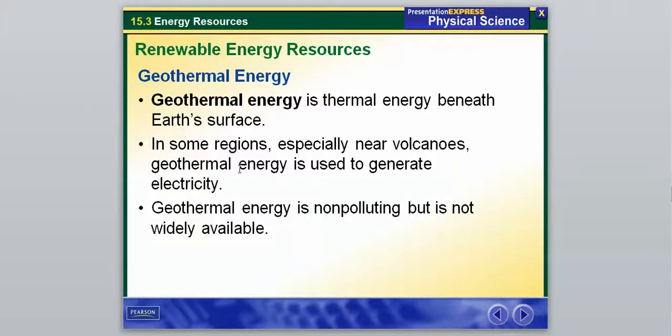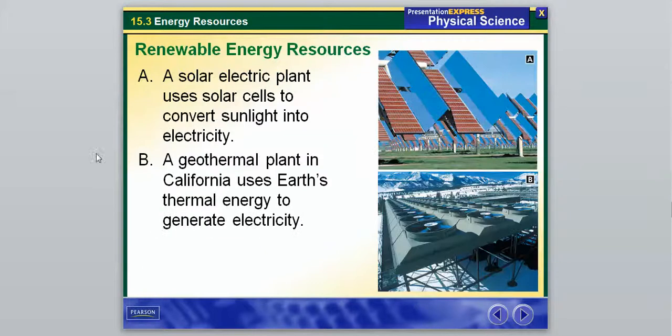And so our next one is geothermal energy. So we have had hydroelectric, solar, and geothermal. And this is thermal energy beneath Earth's surface. So this is energy that's produced naturally by the Earth. And in some regions, especially near volcanoes, this can actually be used to generate electricity. This energy does not pollute, but however, if you notice, we don't have volcanoes everywhere, so it's not widely available. It has to be a very specific spot for geothermal energy to work. And that's why you're going to take a look at that in class, maybe find some places in the world where geothermal energy is actually being used. And so here are a couple pictures of a couple examples of our last two, of solar energy.